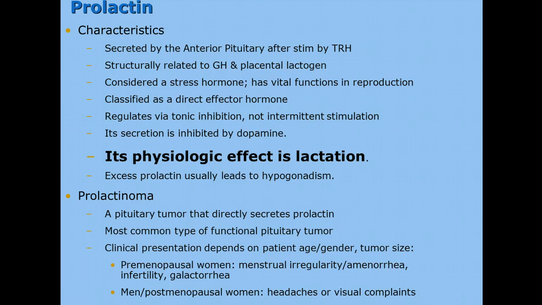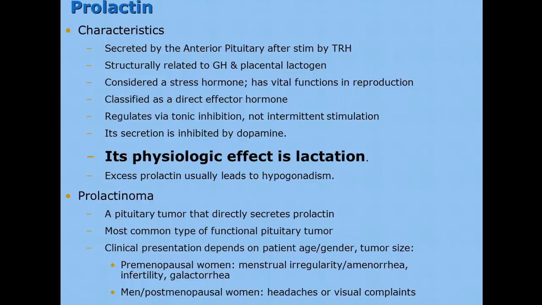It's a direct effector on the mammary glands, and it's inhibited by dopamine. Okay, so you need to know that as well. When somebody does have excess prolactin, it usually leads to hypogonadism, which is just as it sounds. Shrinkage of the gonads, or sometimes they can even, in children, become very difficult to figure out whether they are male or female. The next thing here is a prolactinoma.